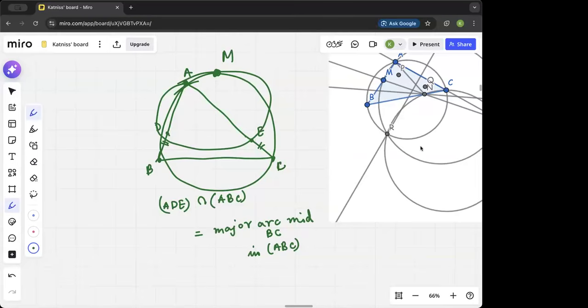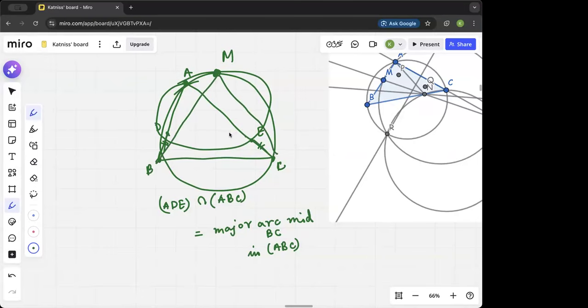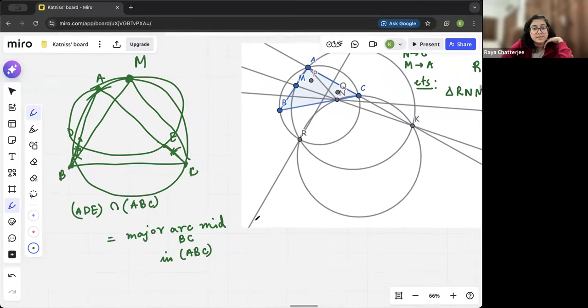Okay, the triangle MBD is congruent to MEC. Perfect, yeah. And that is because this is equal to this is equal to this, and the third one, what is it? Angle. Yes, perfect. Done. So we have this lemma.